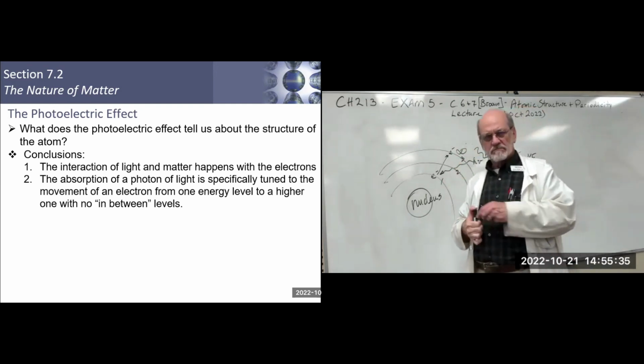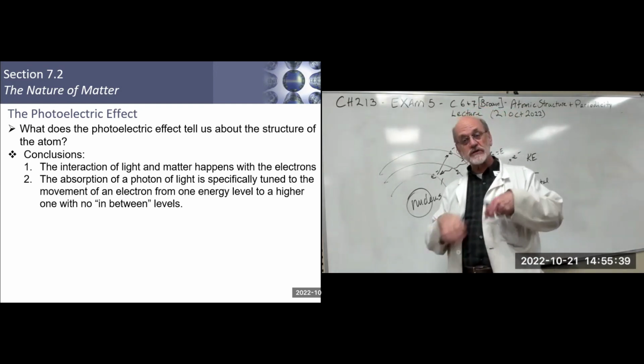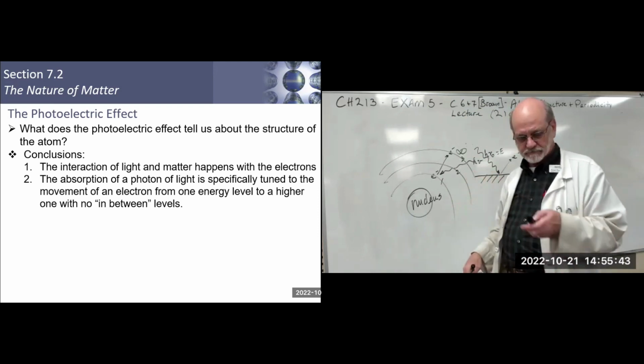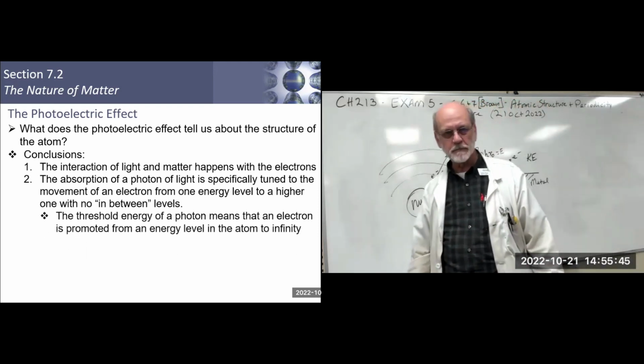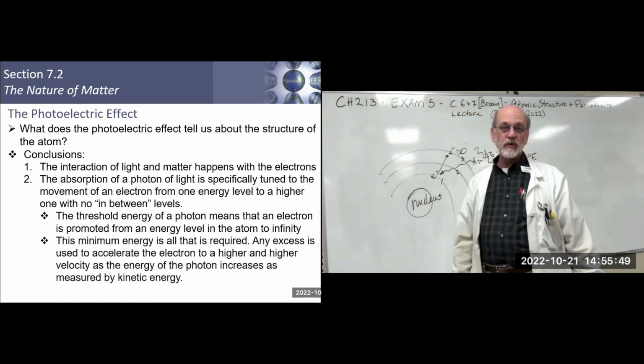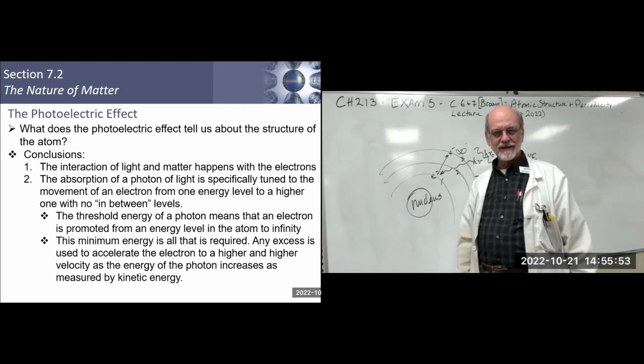It's kind of like tuning. The atom is tuned, the electron is tuned to certain frequencies of light. I mentioned that already. It's promoted to infinity. And there we said that again.